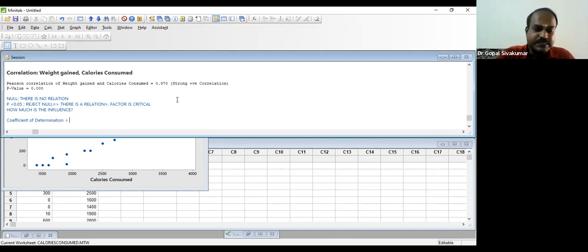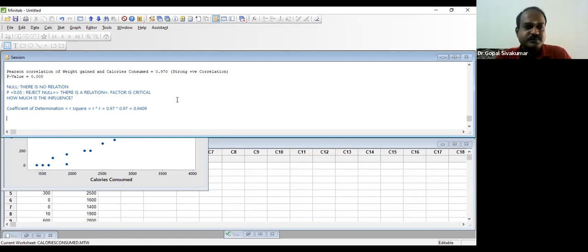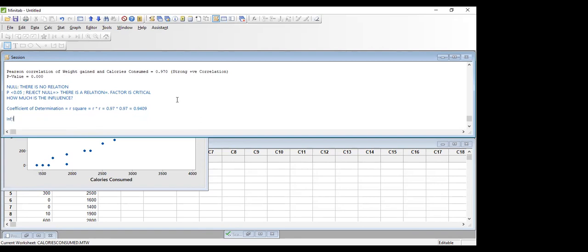Coefficient of determination is nothing but R square. What is R square? R into R. What is the R value? 0.97. I have to multiply it once again by 0.97. Can you help me with the value? 0.97 into 0.97. Am I correct here? Yes, sir, you're correct. Very good.